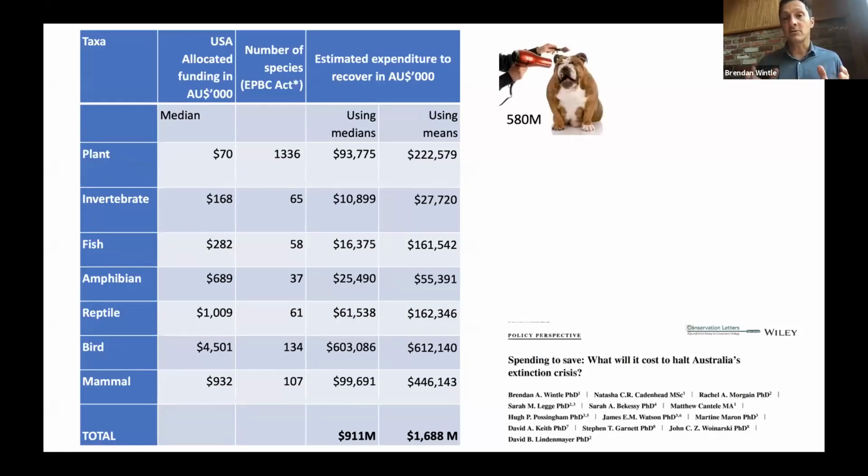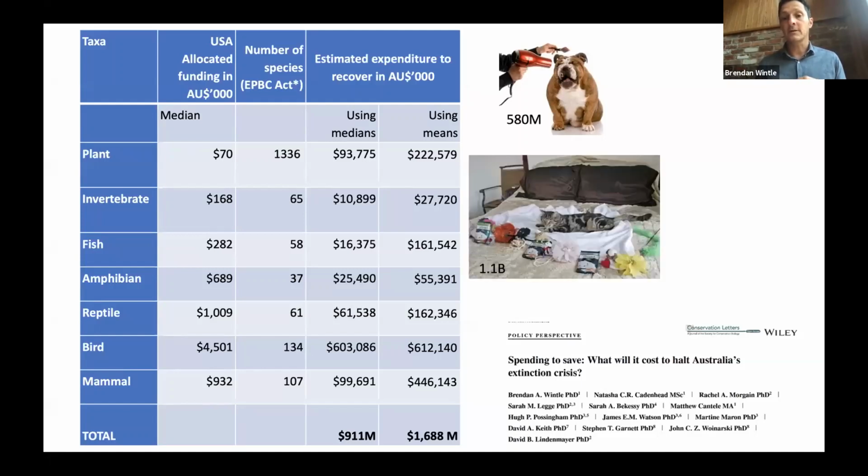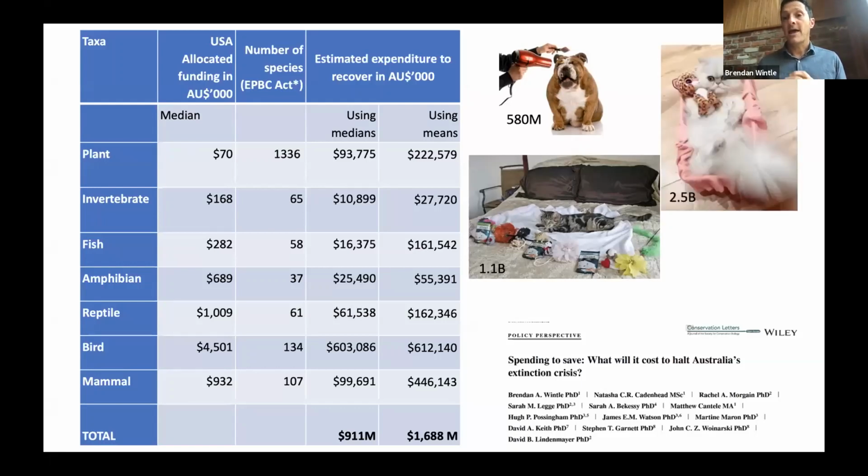Put it in this context. Every year as a nation, we spend $580 million a year on pet grooming. We spend $1.1 billion a year as a nation on pet accessories. And we spend $2.5 billion a year on our cats. So we can afford this.